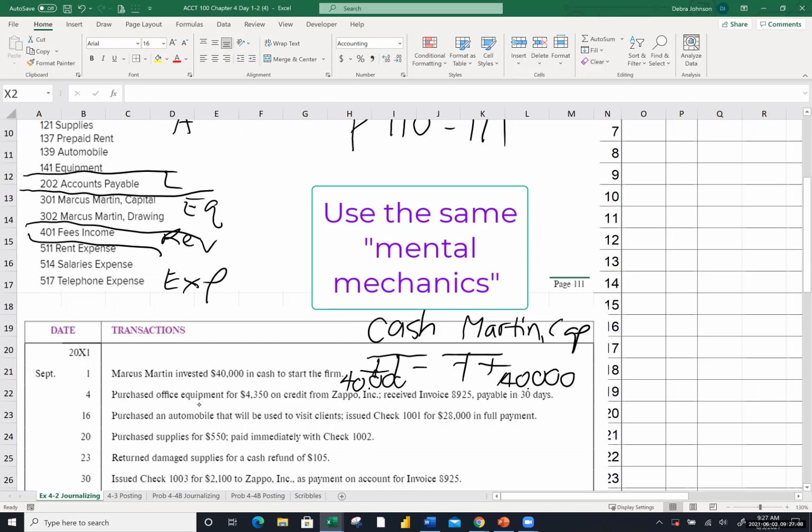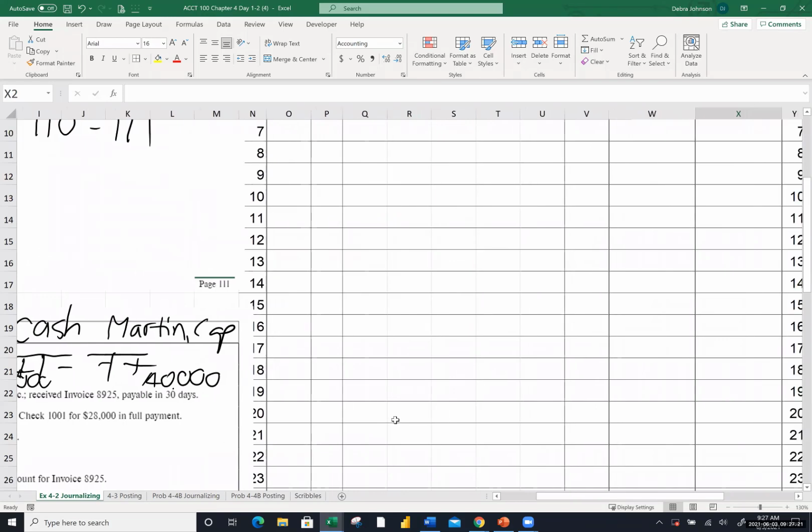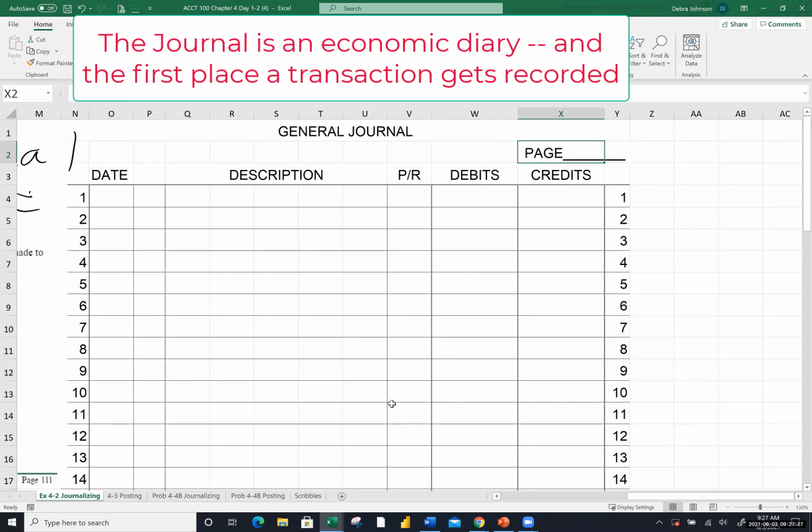We really haven't done anything new yet. Here comes the new part. T accounts are ugly, they're tedious, and they take up a lot of space. So in the real world, in accounting, we have this thing called a journal. And I put that out to the right of the screen so that you guys could see it and work on it with me.